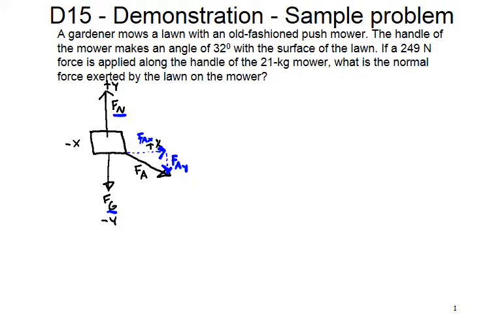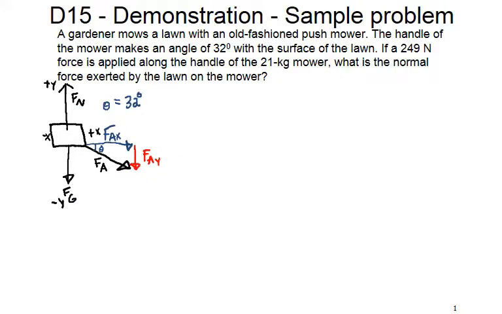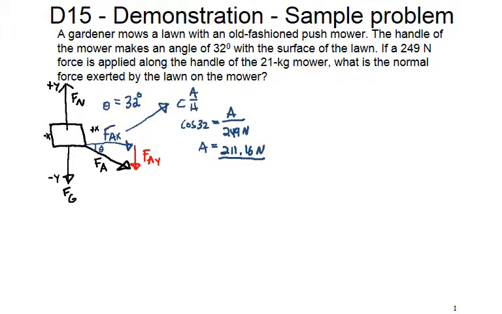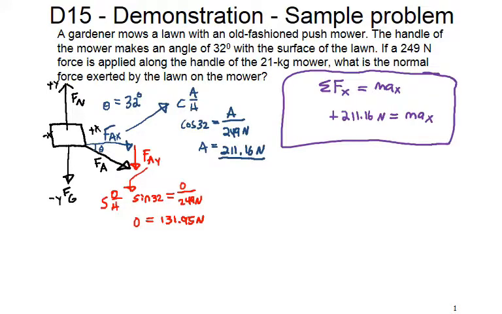And when we set up the sum of the forces, we're going to have to consider the forces in the x and y. So we have the force applied in the x, force applied in the y. We set up our trig to figure out what those actually are. So the force applied in the x is 211.16, force applied in the y 131.95. If we look at the sum of the force in the x, there's actually only one force listed here, and we've got that. But really what we're trying to find out is the normal force. That's the goal of this question.